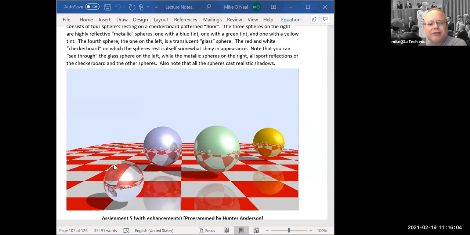I'm not going to have you do this. This is actually a glass ball that you can see through. So it's not reflecting, it's actually bending and refracting the light that's passing through it. So we're not going to do a refraction sphere, but we will do a number of highly reflective spheres. We will also have a checkerboard, and basically you will implement something that looks pretty much just like this, except it won't have a transmissive sphere.